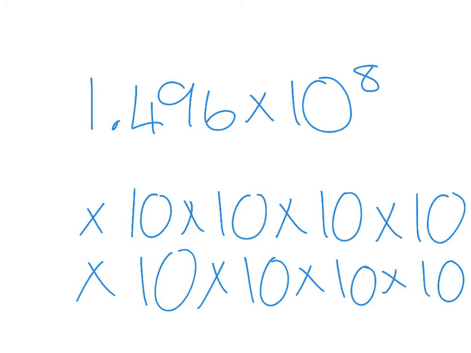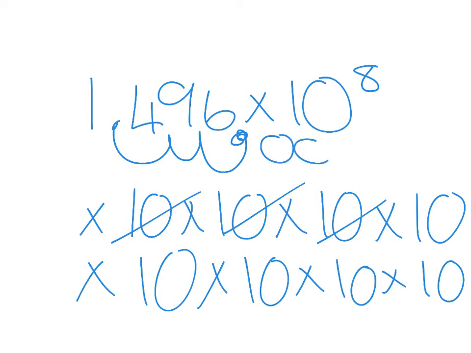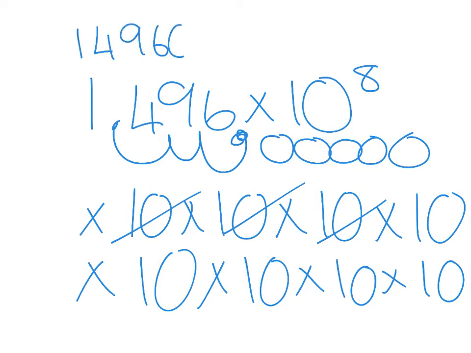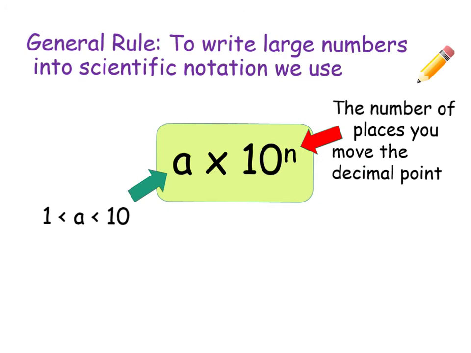So we can move it 1, 2, 3 places, and that deals with those ones. But then I've got another 5 to go. So if I add on 5 zeros now, 1, 2, 3, 4, 5, that gives me the number I started with. I started with 1496, 1, 2, 3, 4, 5. So the power is telling us how far we have to move our decimal point, technically. Okay, it's the amount of times we are multiplying by 10. So let's write this down in a general form.